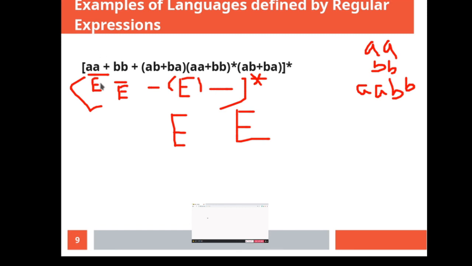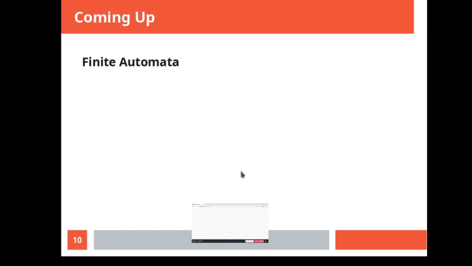If they occur together, they are in clumps of 2's only, and if they do not occur together, they have another A or another B to balance them out. So this is a very popular language that we will be using further, which is even. So that's it about the regular expression.